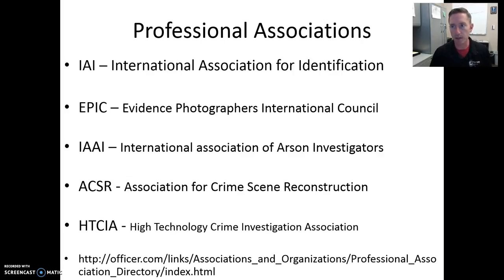Most all of these pages have job boards. So those of you who are looking for jobs or will be looking for jobs shortly, check out these groups. They will have some interesting job listings for you.